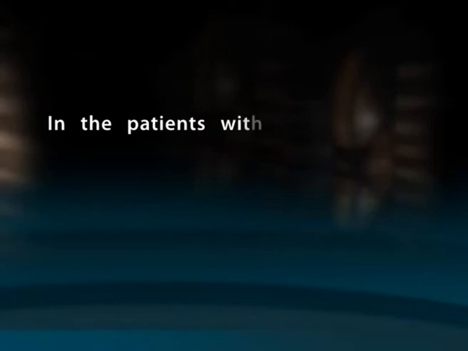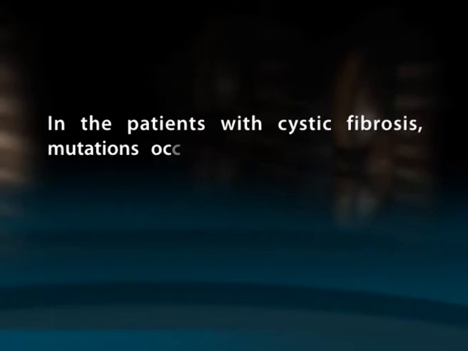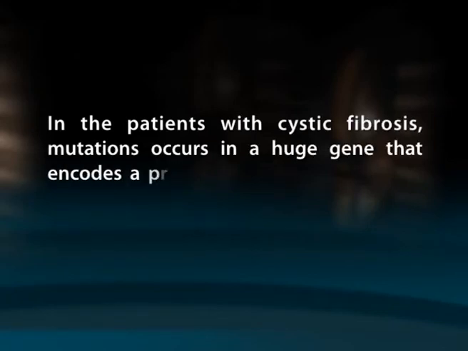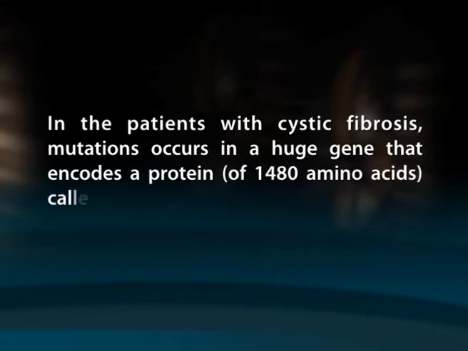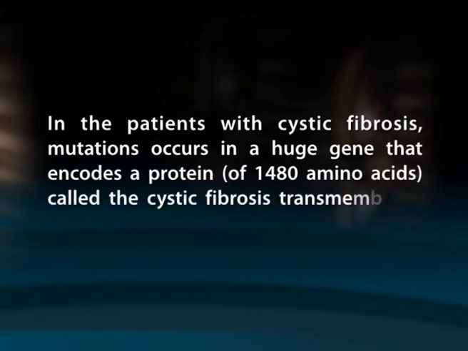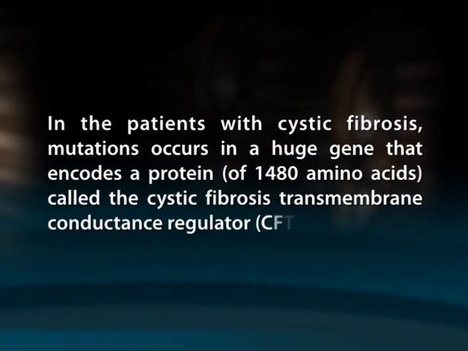In patients with cystic fibrosis, mutations occur in a huge gene that encodes a protein of 1480 amino acids called the cystic fibrosis transmembrane conductance regulator, or CFTR. The protein is responsible for transporting chloride and bicarbonate ions through the plasma membrane.